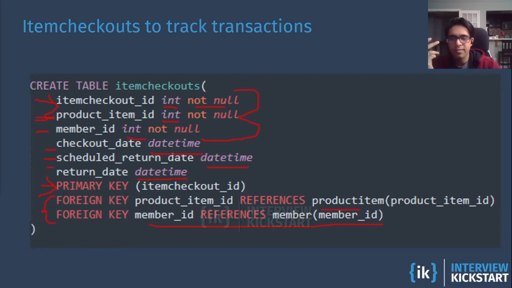In our case here, item checkouts really wouldn't make sense if you have one of those foreign keys blank, where if the member ID is blank, that means the item has been checked out and you don't know by whom. So those are things we're going to enforce. Again, these are just design decisions, and you talk to your interviewer about pros and cons as you go.